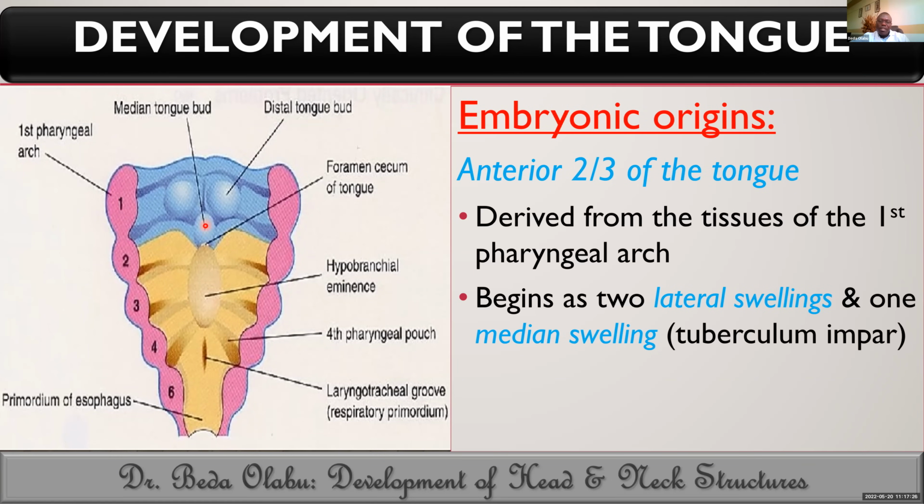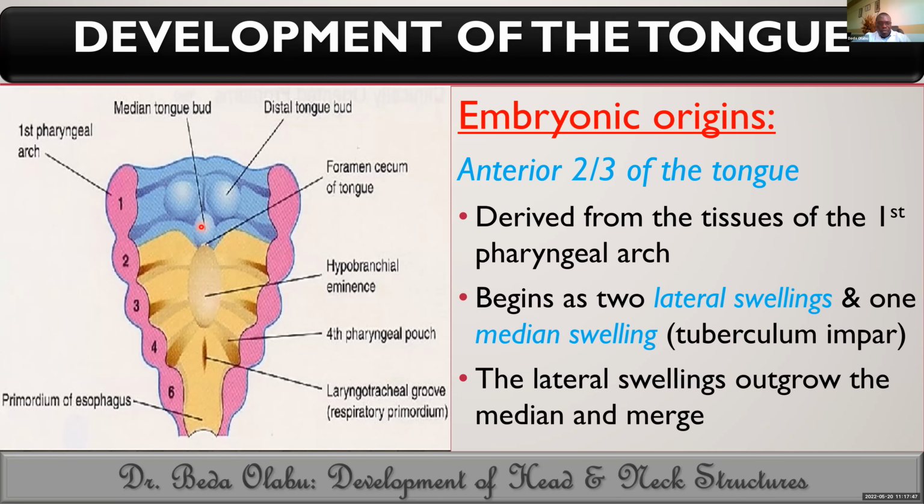The median lingual swelling is what is otherwise known as the tuberculum impar, the one that was labeled 1 in the previous slide. The lateral lingual swellings are the ones labeled 2 in the previous slide. These lateral lingual swellings and the median lingual swelling contribute to formation of the anterior 2/3 of the tongue. However, as time goes by, the lateral lingual swellings outgrow the median swelling. That is to mean that the lateral lingual swellings grow faster, and because they grow faster, they outgrow the median lingual swelling.